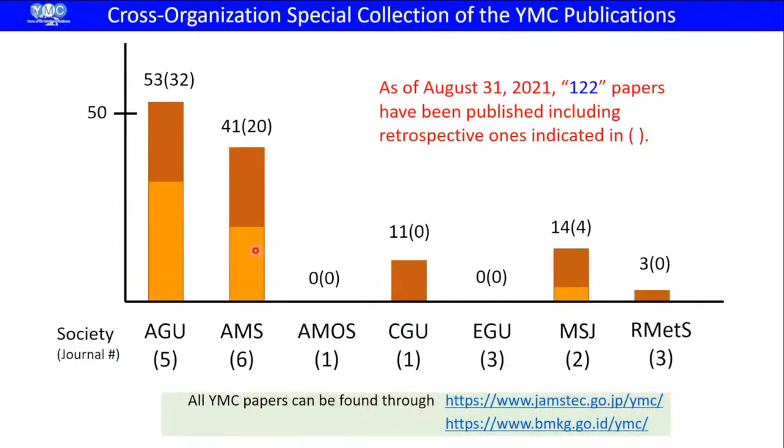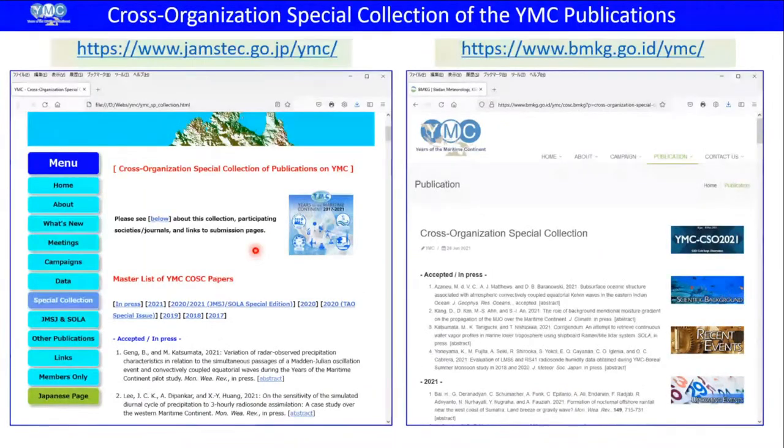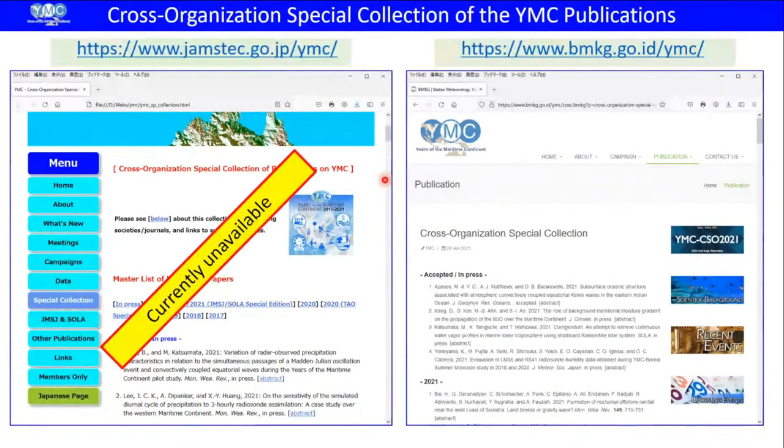Indeed, we started this special collection in January 2020. So far, 120 papers have already been published in this YMC cross-organized special collection. If you access this site, you can see them at once. But as I mentioned, currently our site is not available. So if you access the YMC BMKG website, you can easily see all YMC-relevant papers like this one.